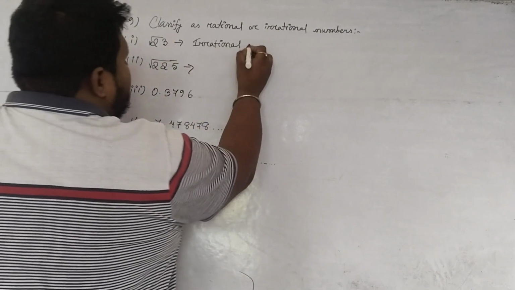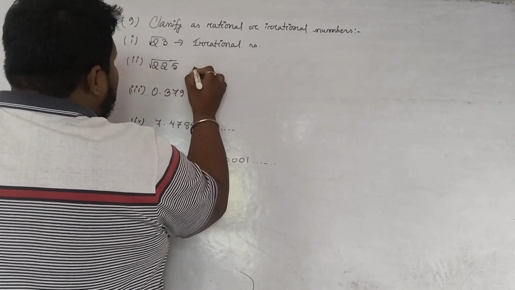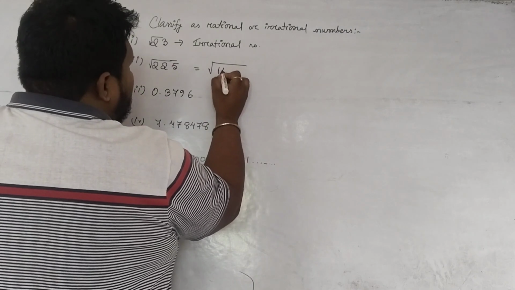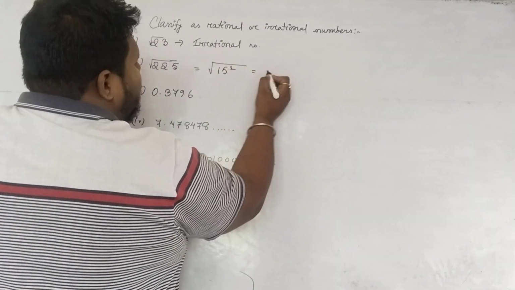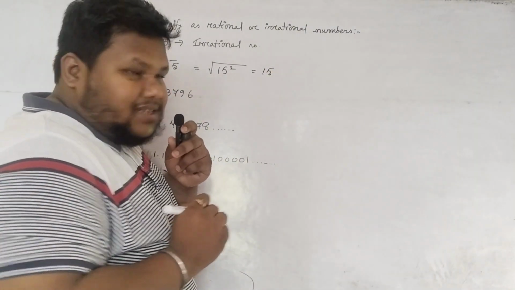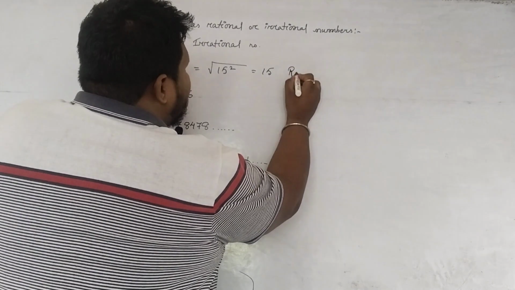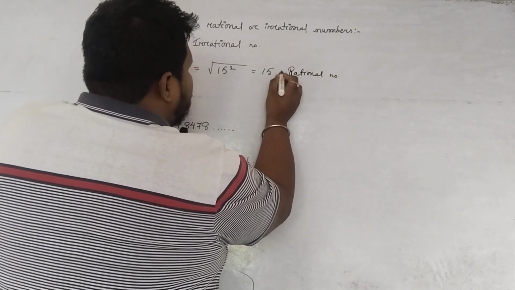Next, root over 225. Now you tell me, is 225 a perfect square? Yes. 225 is whose square? 15 square, right? So the square root cancels, and what is left? 15. Now is 15 a rational number? Yes. So 15 is a rational number.